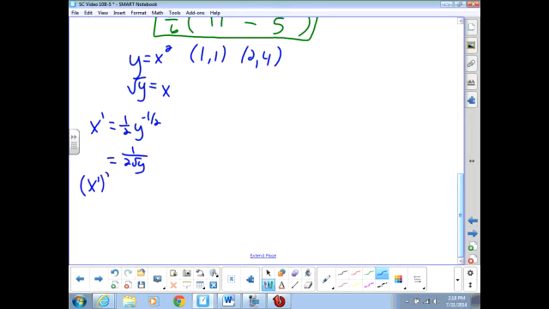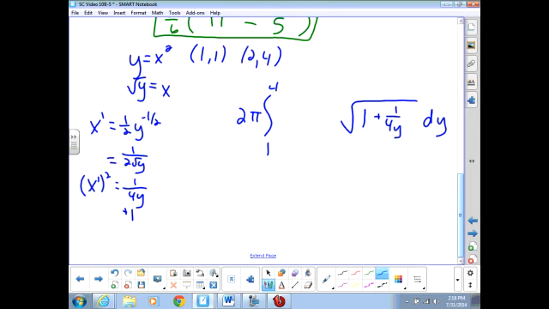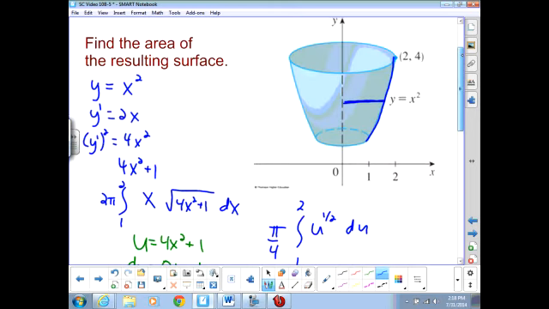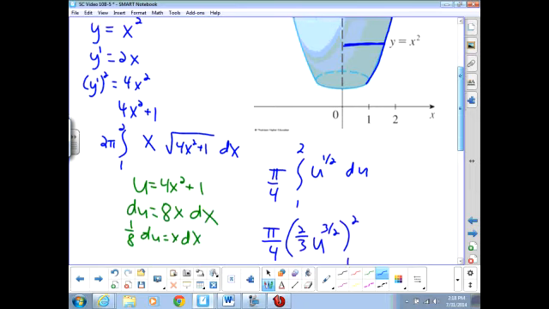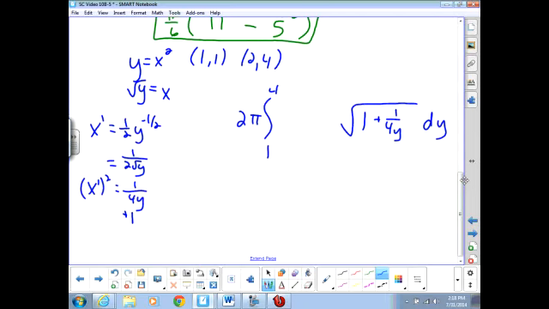When we square that, we'll get 1 over 4y. And then we'll add 1 to that. So under our square root will be 1 plus 1 over 4y. We'll have a dy. Our y values go from 1 to 4. We'll have our 2 pi out front, and we need to find our radius. Well, our radius was attached to the y-axis, so that's x. But we can't put x in because we're in terms of y, so our x is really square root of y.